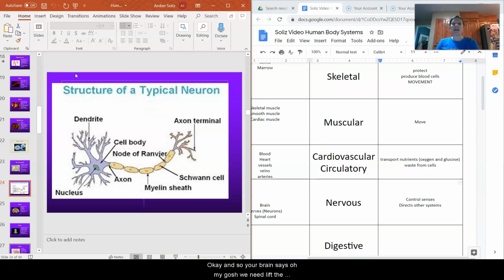Okay. And so your brain says, oh my gosh, we need to lift that hand off of the hot stove. So it's going to send another electrical impulse back down to your spinal cord saying, lift the hand back down all the way to this muscle right here. And so when it goes to this muscle, then the muscle is going to say contract. And when you say contract, you lift your hand.